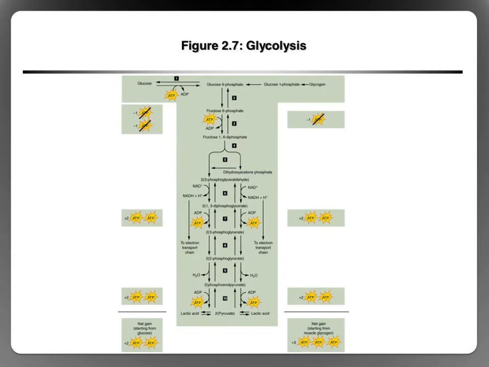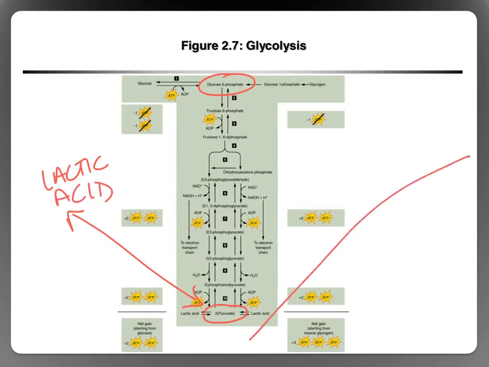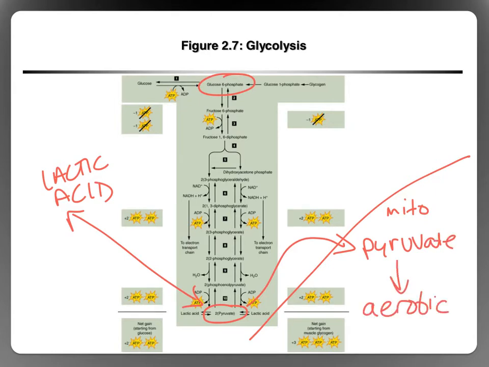So remember that at the end of glycolysis, okay, we started with glucose 6-phosphate. At the end of glycolysis, we ended up with 2 pyruvate molecules. Those pyruvates can do one of two things. They can become lactic acid, or they can cross over into the mitochondria and go on to the aerobic systems. Okay, and that's what we're going to focus on here, is the pyruvate that goes into the mitochondria.